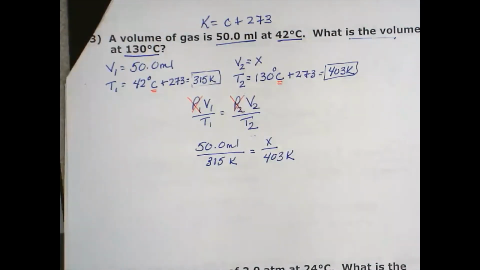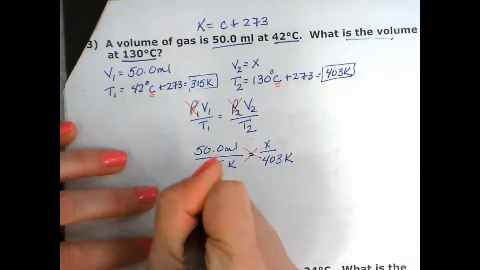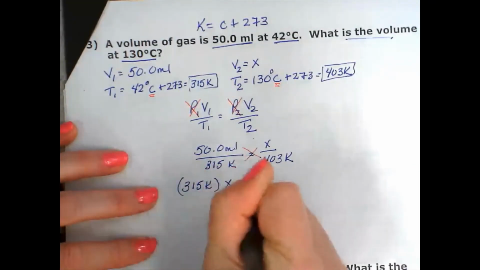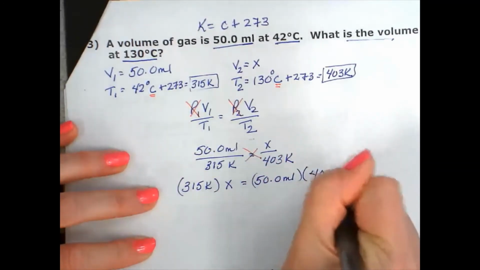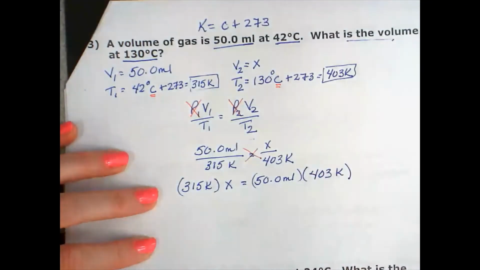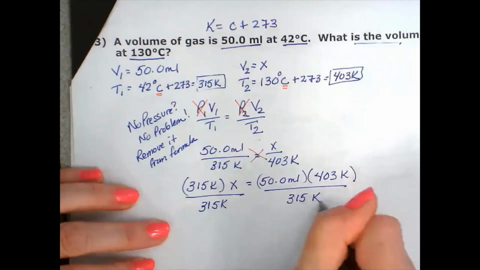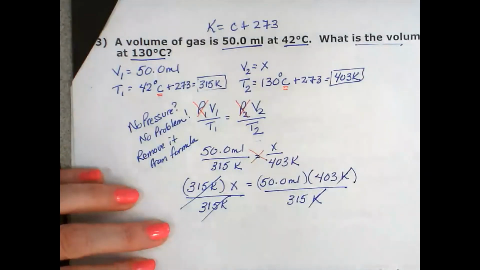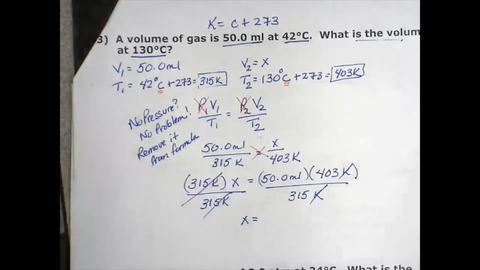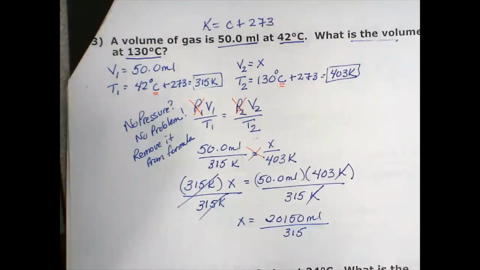All right, to solve for this, we need to cross multiply, and we're going to have 315 K times X equals 50.0 milliliters times 403 K. I'm going to divide both sides by 315 K. We see that Kelvin, that unit, crosses out. We're going to multiply 50 times 403, and we need to divide that by our denominator of 315.